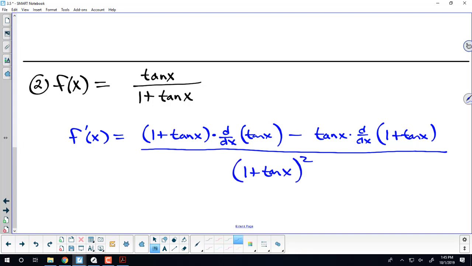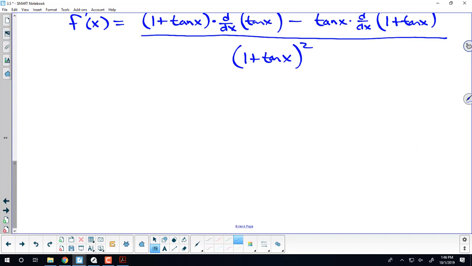So remember with the quotient rule that 99.9% of the time you don't expand that bottom squared part. You just leave it as it is. There's really hardly ever a reason to expand that.